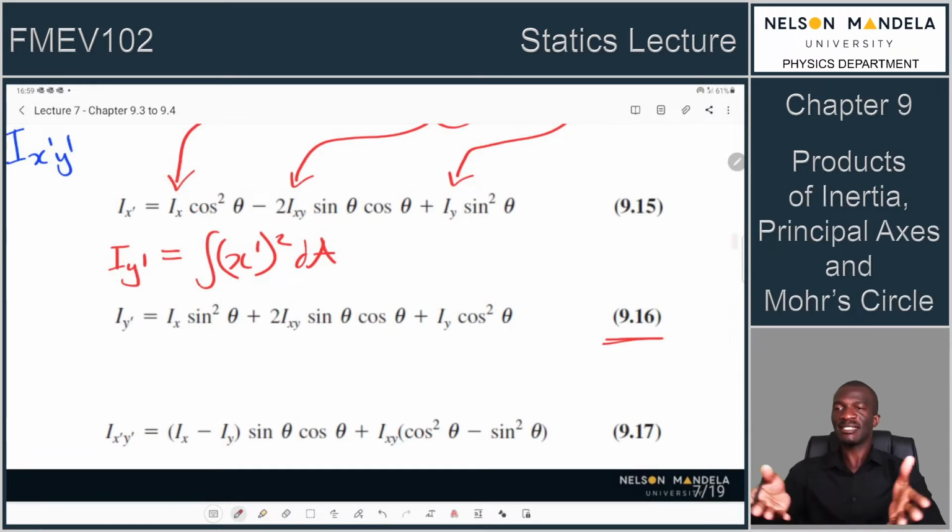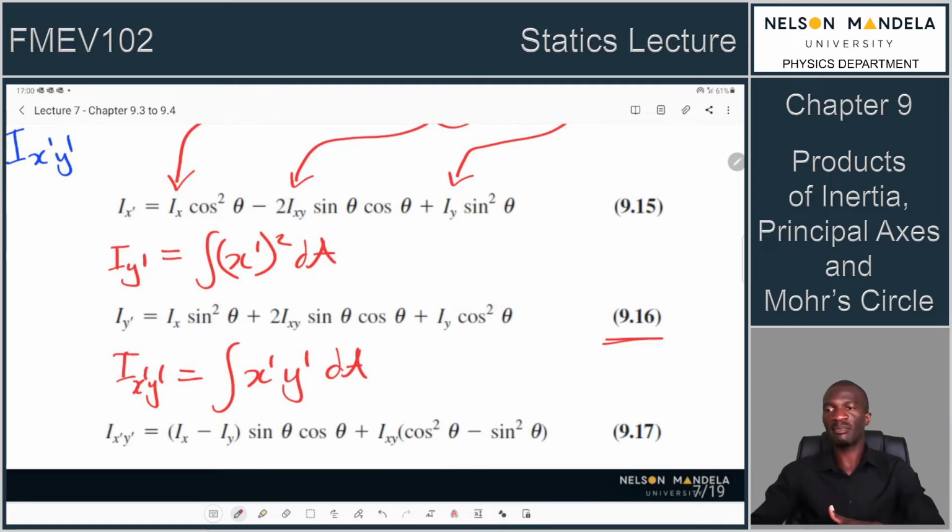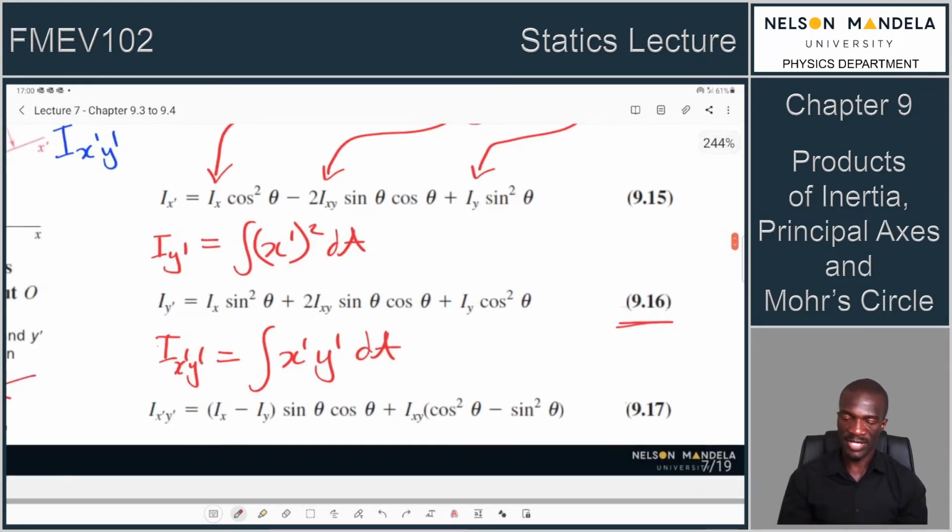Now that you have 9.16, you can do the same and you can get 9.17 for the product of inertia, just because your product of inertia, x prime y prime, is given by your integral of x prime y prime dA. So you have your x prime and your y prime already, and then you just put them into that equation, expand the bracket, and see that you must get this equation 9.17. Now we have the moment about the x, about the y, and the product of inertia for the new system of axes, and we know that we can relate them to the original axis in those three equations.